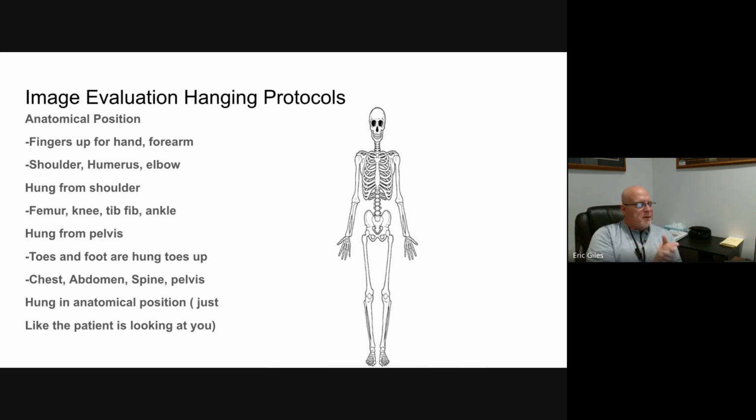So, fingers. For the hand and forearm, your fingers should be up. So if you're shooting a finger, a hand, a wrist, or a forearm, when that image comes up on your screen, those fingers need to be up. Okay, and I don't know how else to explain that. It needs to be up and it needs to be anatomically correct, okay?